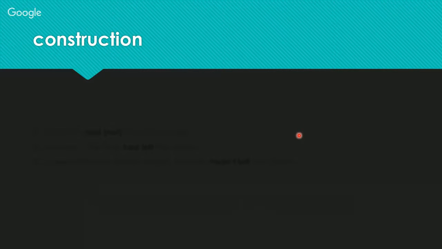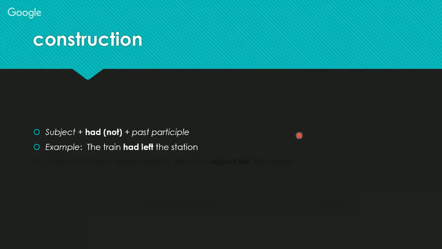What's its construction? Right, so it's subject plus had or had not plus the past participle. Here's an example. The train had left the station. So subject, the train had left. Past participle, leave. The train had left the station. Obviously in the negative, that would be the train had not left the station.